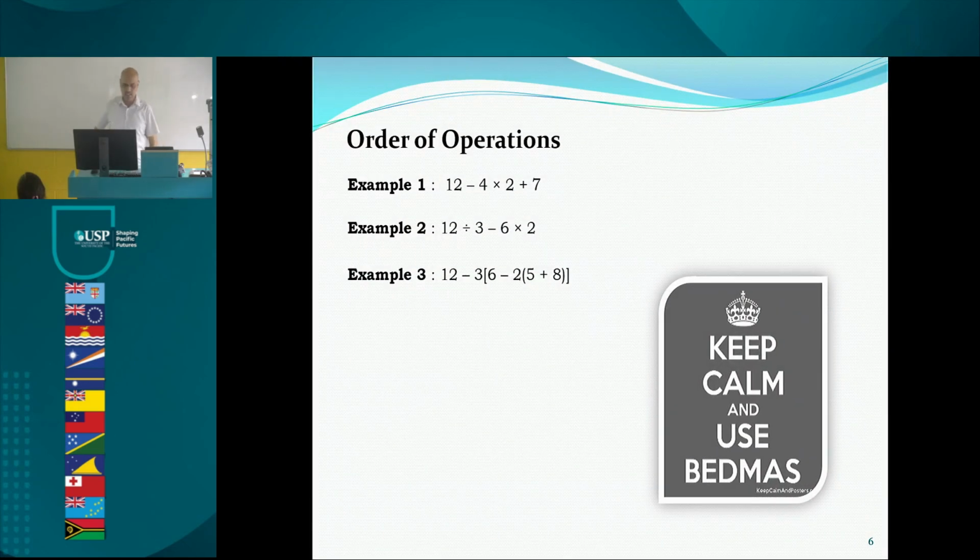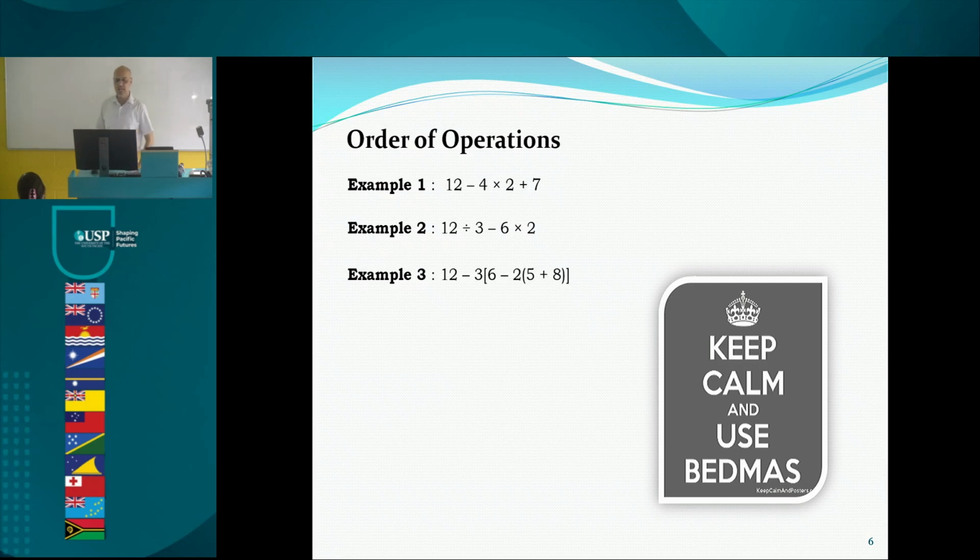Alright, let's look at the first example on the screen. Let's get busy with our calculator, guys. 12 minus 4 times 2 plus 7, press equals. Everything in one line, press equals. Tell me the result that your calculator gives you. 11? Okay, great. But if I'm doing an assessment, I need to show the steps.